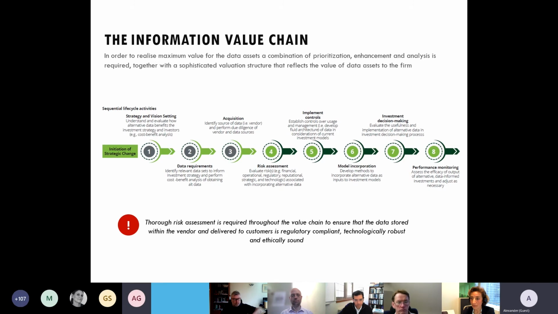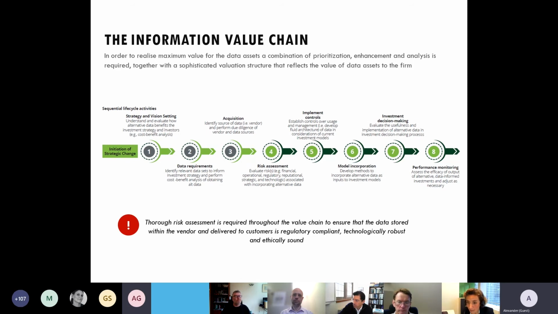Risk assessment, mentioned before: privacy risk, financial, operational, regulatory, reputational, and technological. So is your technology stack able to cope with the influx of data, especially if it's unstructured, if it's high volume? Implement controls around this: how the data flows into your architecture, how the signal is extracted, and so on. So these are the controls at the input of your modeling.